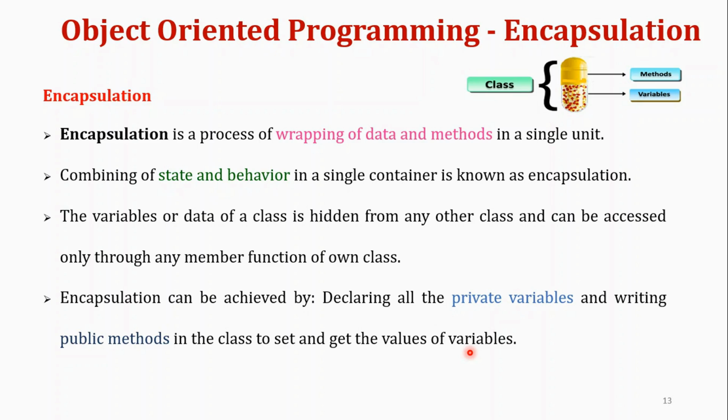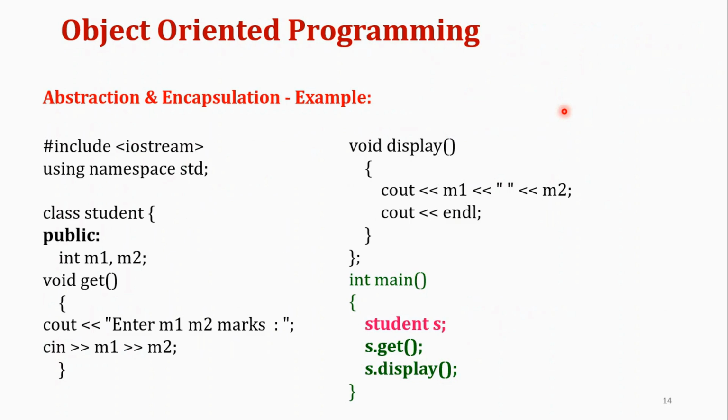As of now, if you declare the variables as private and the methods as public, that provides the encapsulation inside the class. Let us see the example. Abstraction means hiding the implementation, displaying only necessary details. Encapsulation means bounding the data inside the class, private data and public methods. That is what encapsulation is, in simple words.